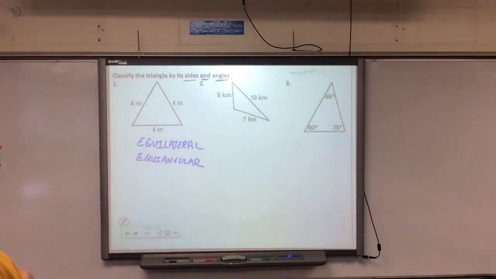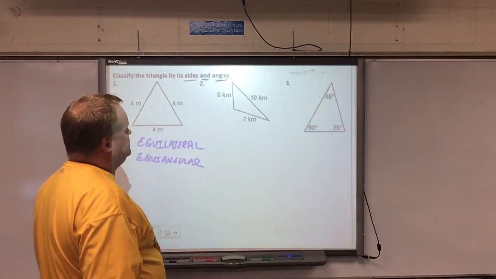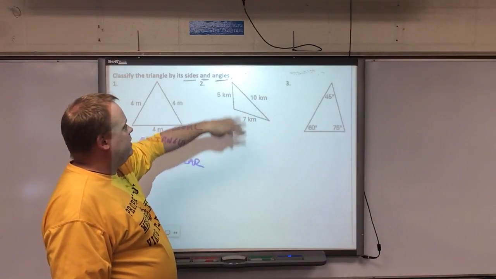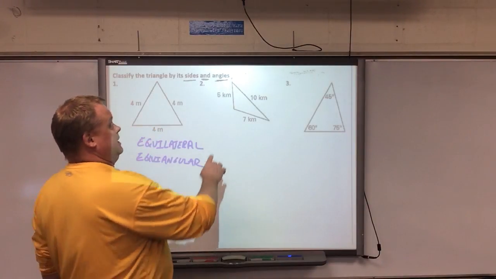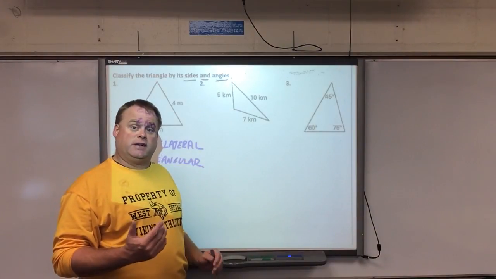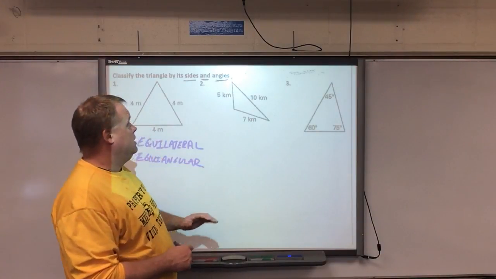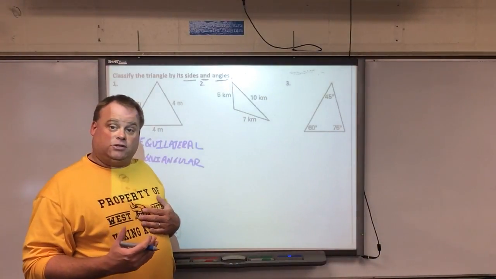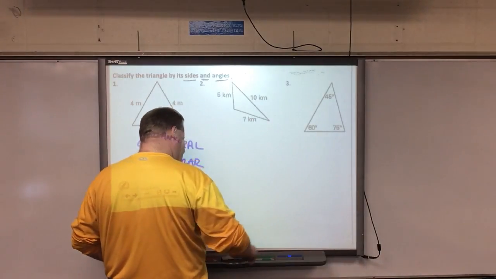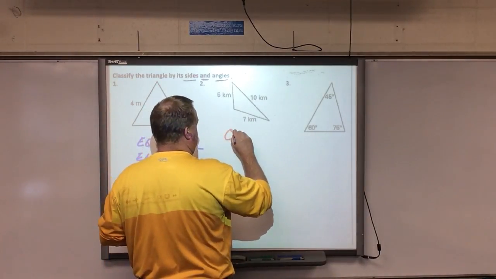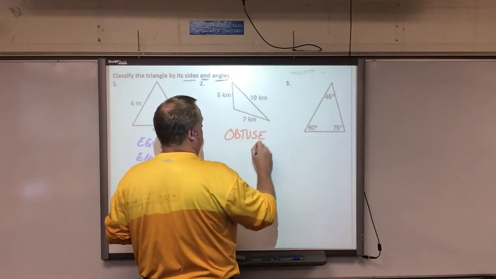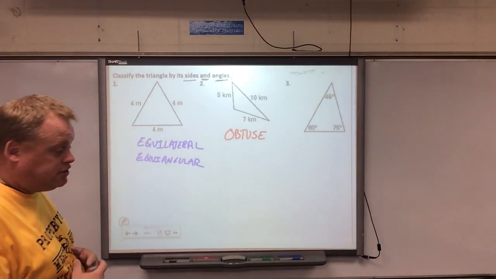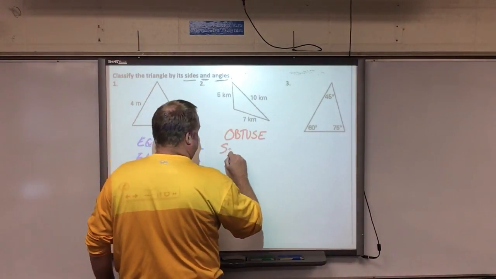All right? The next one, I've got 5 kilometers, 10 kilometers, and 7 kilometers. As I look at this, there's no measurements in there for angles, but I know it's not a right angle because there's no box in there. Visually, I know that it's above 90 degrees, so it makes it obtuse. I'll do this in red. Obtuse, right? Because the angle in here is above 90 degrees, and it's also going to be scalene.